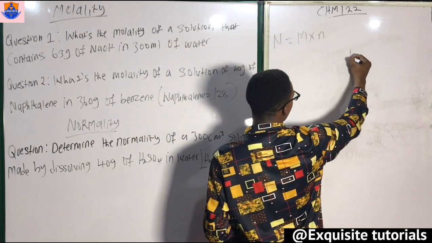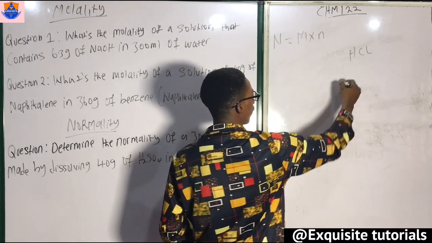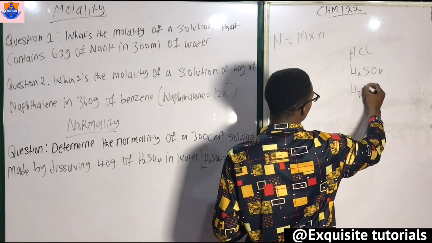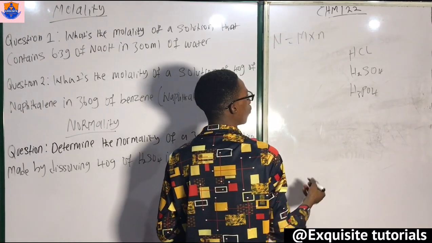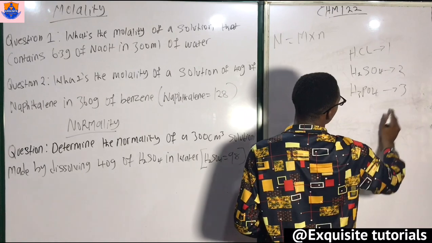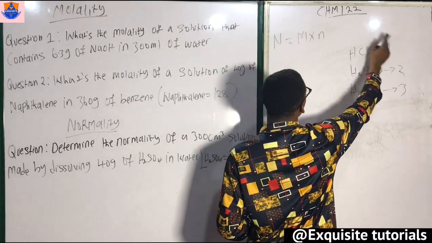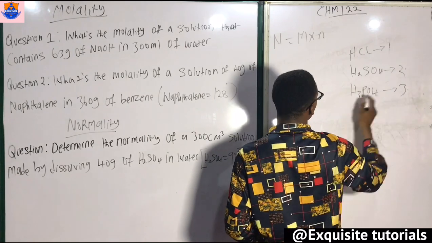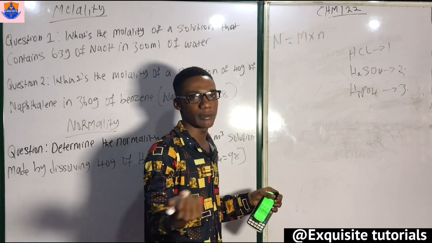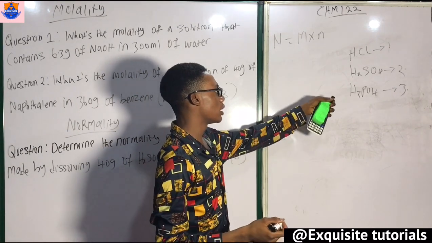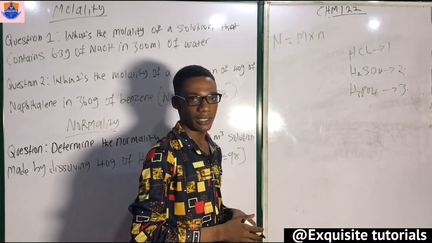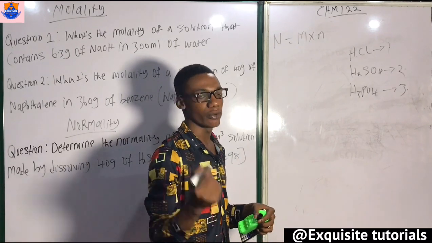Now, if we have a compound like HCl, H2SO4, H3PO4, what is the basicity of these acids? We have it to be 1, this 2, this 3. So now, this is n, the number of reacting units. So if we calculate our molarity and have a particular value, we multiply it by the reacting units. For any of these acids or any other acid, find the basicity of the acid, then multiply it with the molarity, and you get the normality.